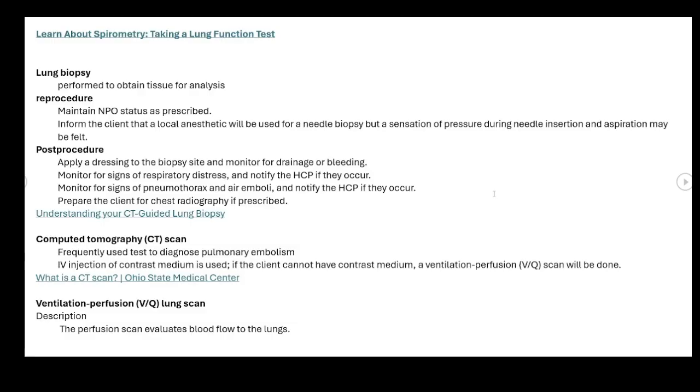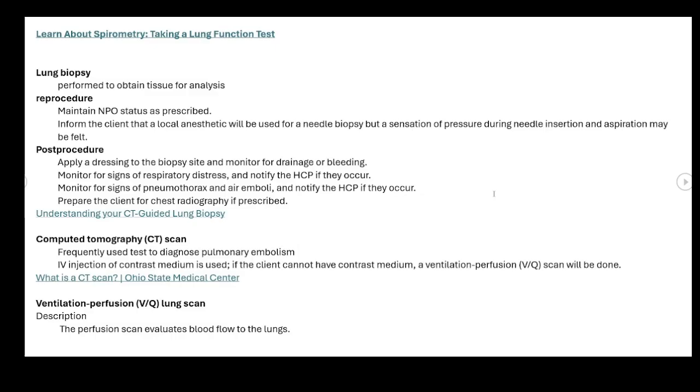You want to monitor for signs of pneumothorax or air embolism and notify the healthcare provider right away. Prepare the client for chest radiography, or in other words, a chest x-ray, just to make sure that the patient gets it on time.